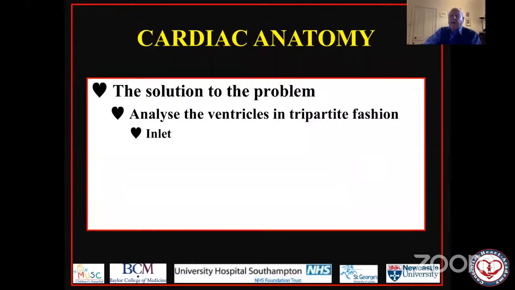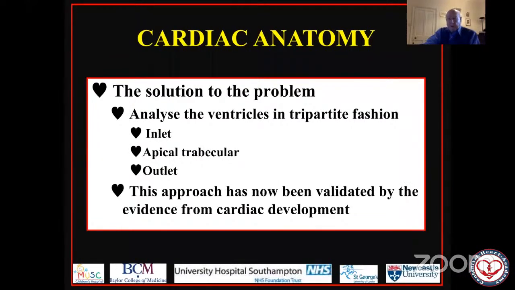tripartite fashion. And in fact, a surgeon at the time, Danny Gore, who worked in Israel, had been training in Minnesota with Lillehei, and Danny Gore had already suggested that we could analyze ventricles by considering their inlet, their apical trabecular component, and their outlet. And we immediately saw how we could put this to value when we were looking at functionally univentricular hearts. And as you know, and as we have discussed, the tripartite approach has now been validated by what we know about cardiac development.